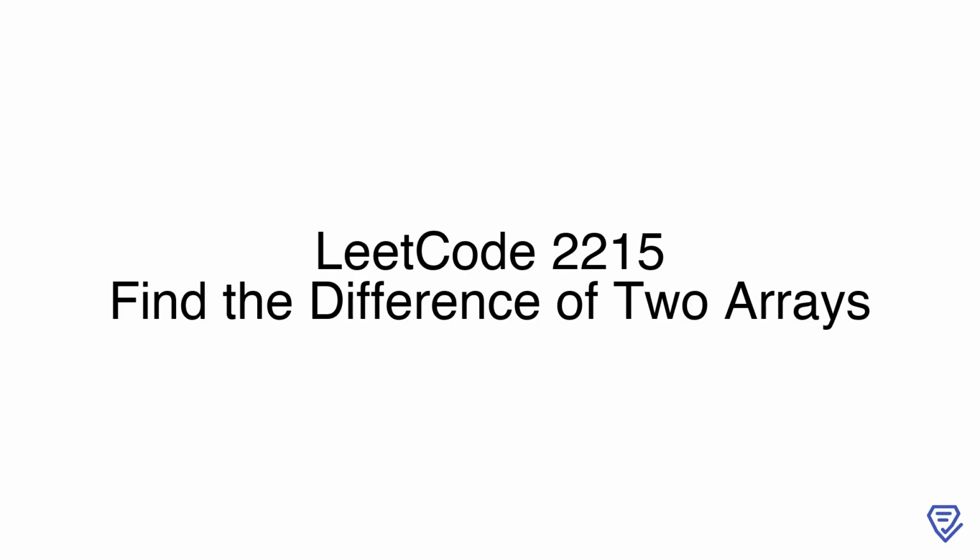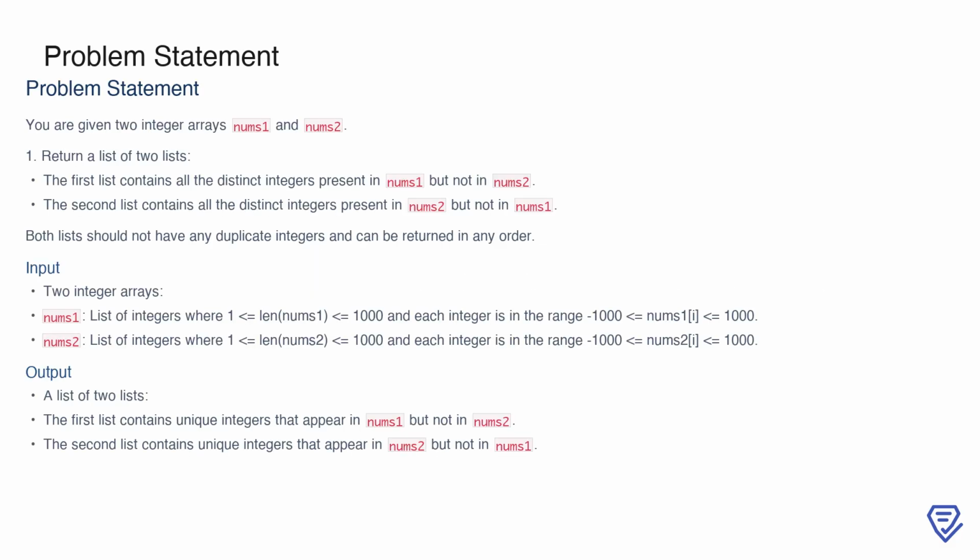Let's get started. In this problem, you are given two integer arrays, nums1 and nums2. Your task is to return a list that consists of two separate lists. The first list should contain all the distinct integers that are present in nums1 but not in nums2. Similarly, the second list should contain all the distinct integers that are present in nums2 but not in nums1.